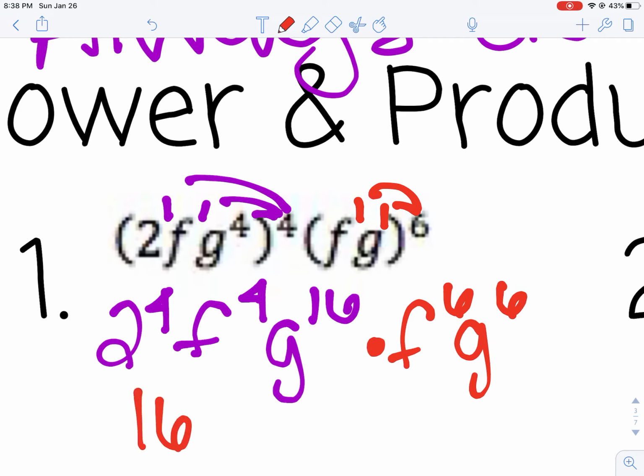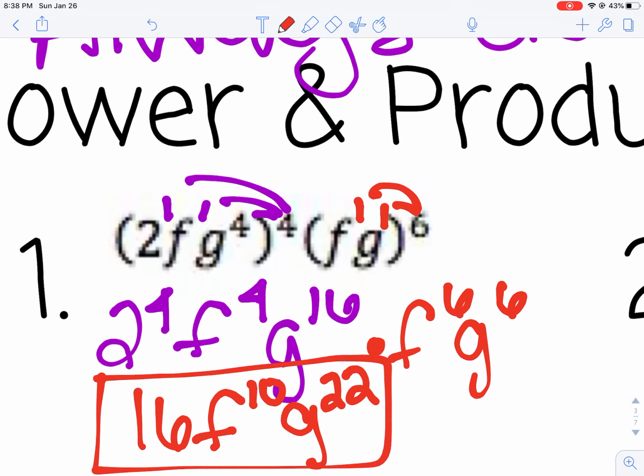16. This is like what we did yesterday, so we've got to add our exponents for the ones that have the same base. So f to the fourth and f to the 6th, 4 plus 6 gives me 10. And then 16 and 6 gives me a 22. Now at that point, I'm done. So I don't have to do anything else.